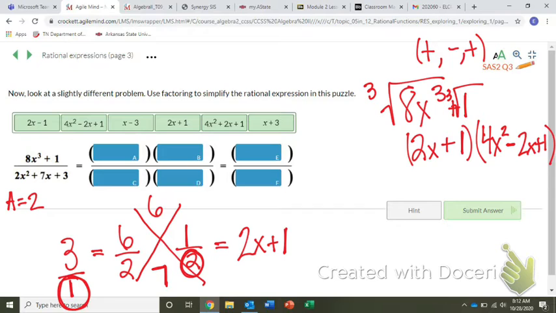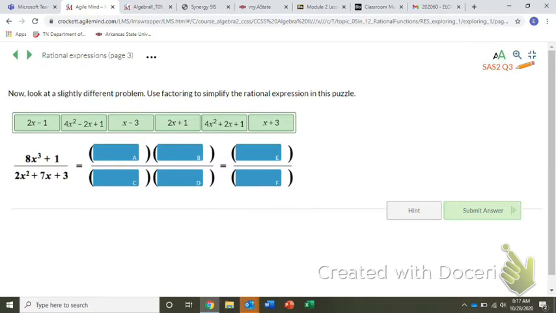So, we have a factor, for the numerator, of 2x plus 1 and 4x squared minus 2x plus 1, because remember, the signs are plus, minus, plus. On the bottom, we had a factor of x plus 3, but we also had a factor of 2x plus 1. Now, do you see something in common?